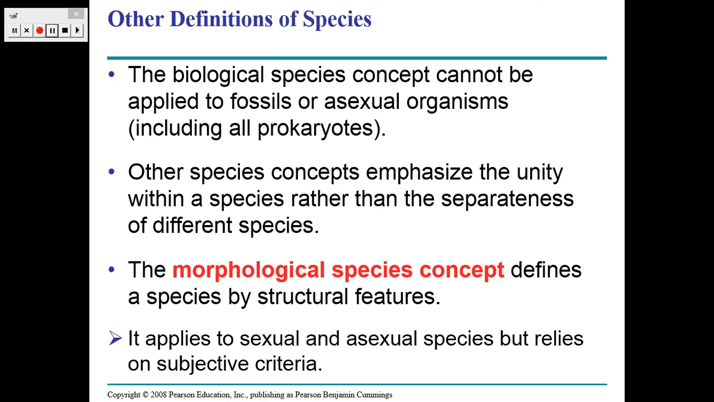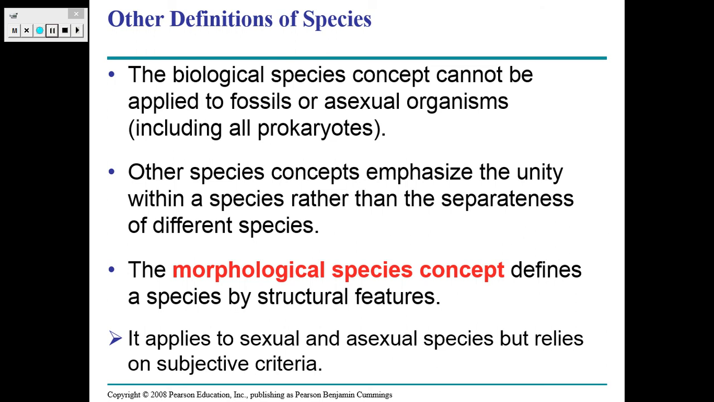And asexual organisms, so all prokaryotic organisms, they mate with themselves, so they don't fall into this category. So we have a little bit of an issue there. We need other ideas, other definitions. And the other ideas are going to emphasize the opposite concept than the biological species concept. Biological species is based upon limitations. It's saying that they're not able to interbreed. Whereas other definitions are going to emphasize the unity that's within the species rather than the things that separate it from other species.